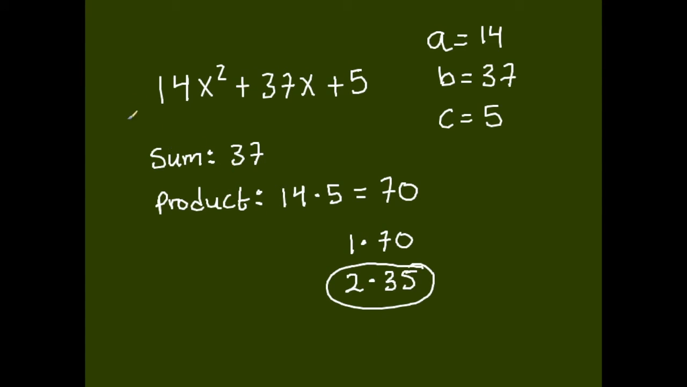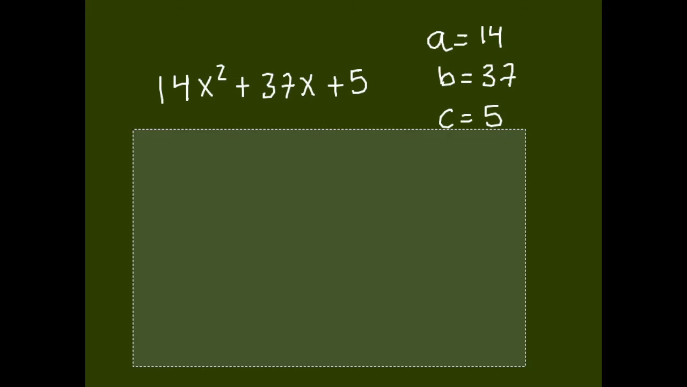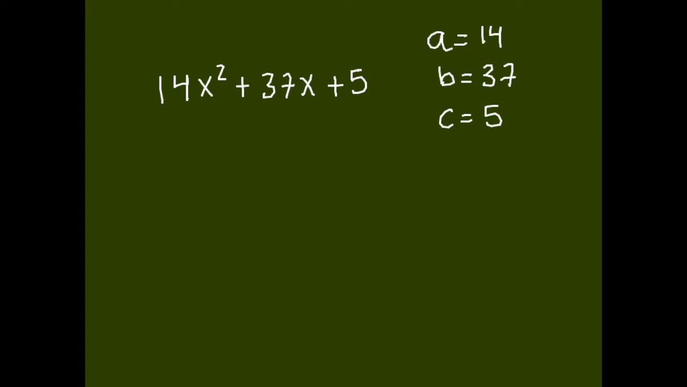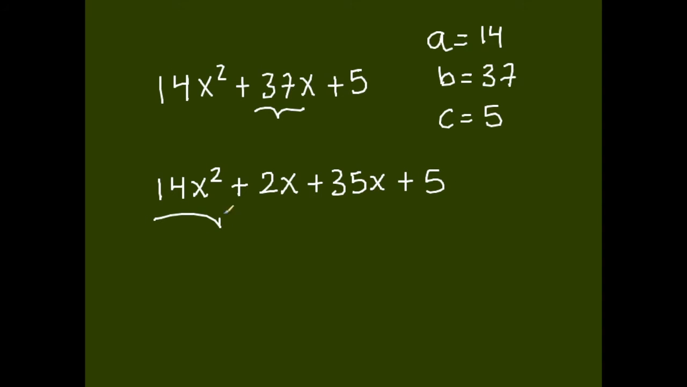All right, so let's just make up some space now and split the middle term. Let's split the middle term into the two numbers that we found, which are 35 and 2. So 14x squared plus 2x plus 35x. Oh, yeah, 35x, sorry. 35x plus 5. Okay, so I'm going to group those two terms together and those two terms together.